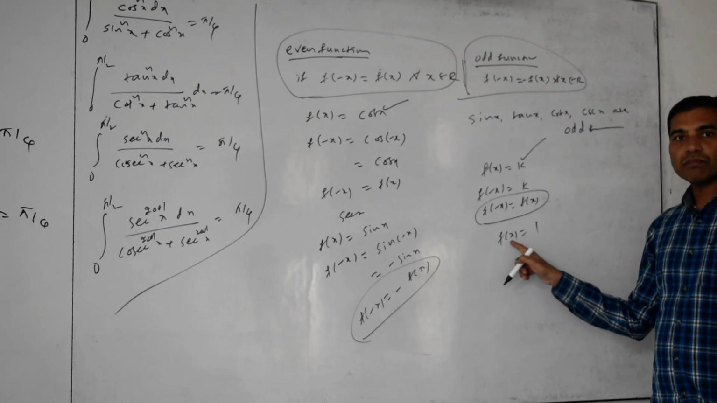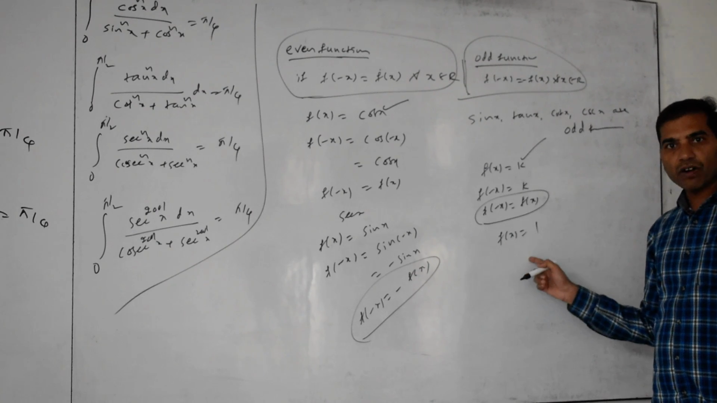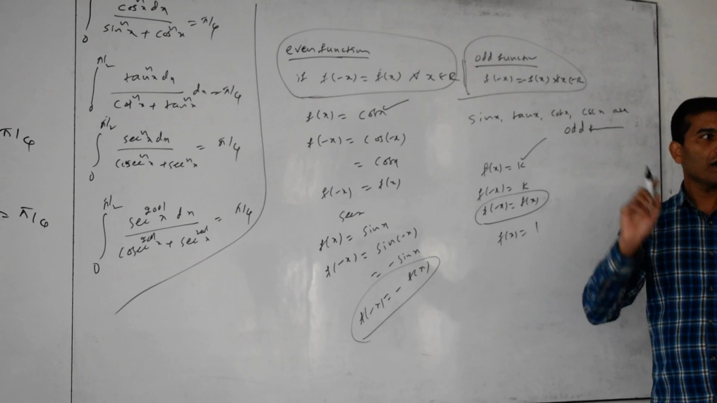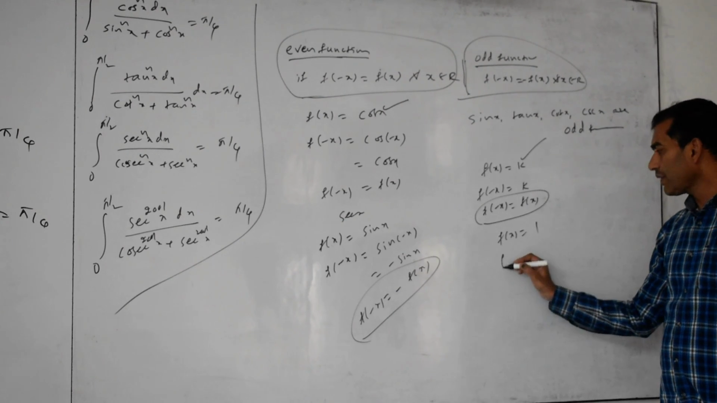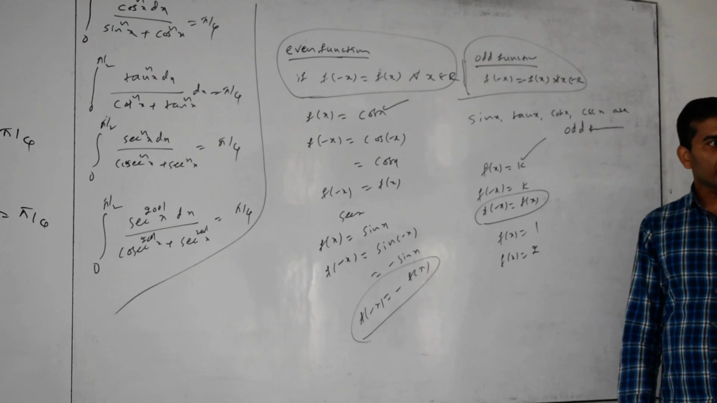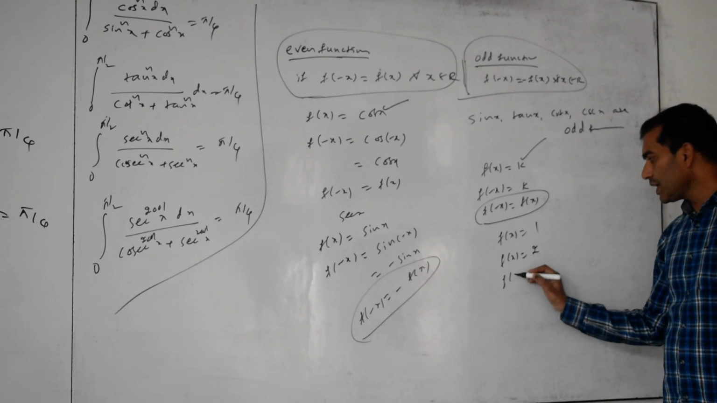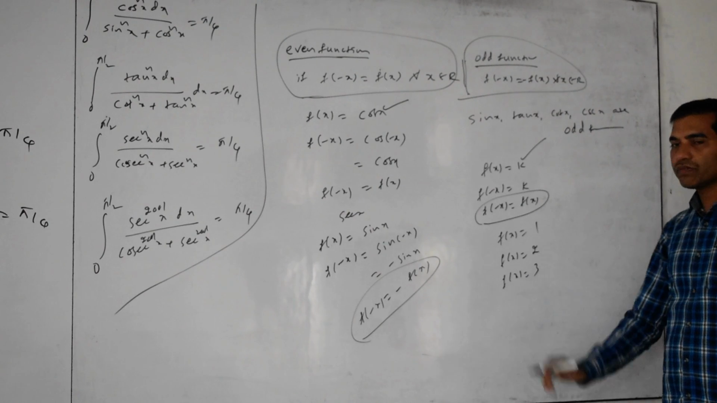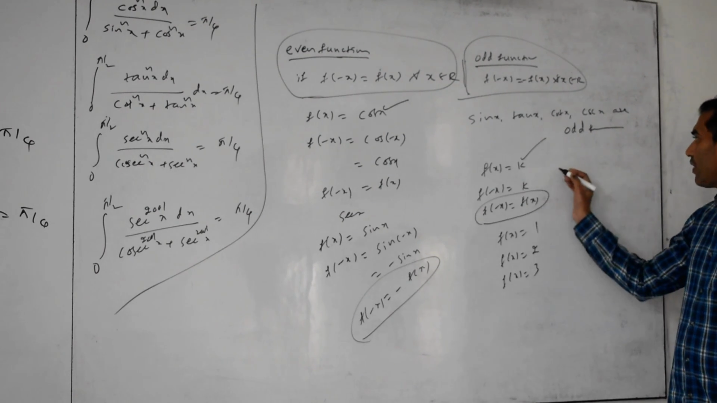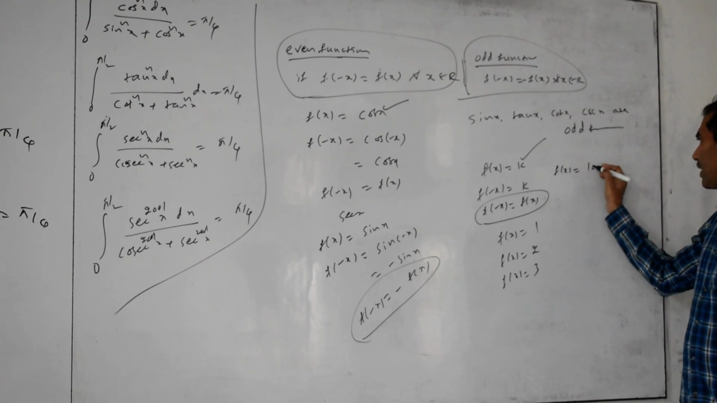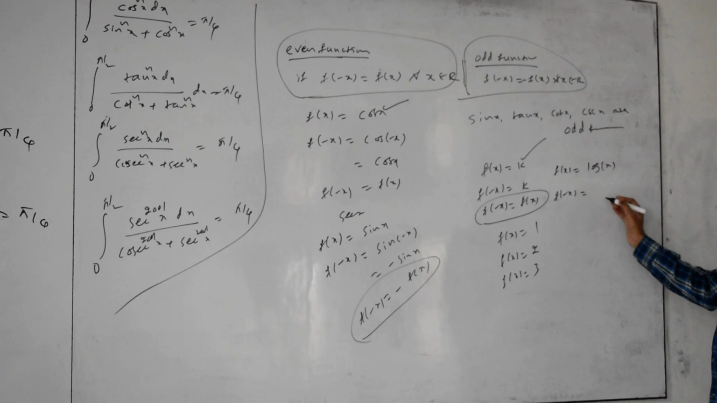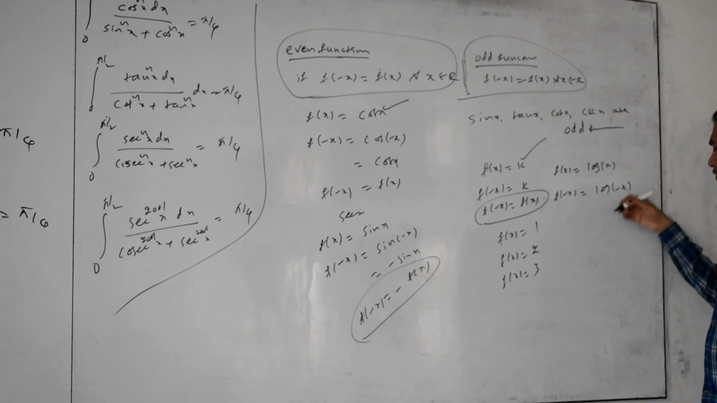x replaced by minus x. If it is equal to plus f of x, that is an even function. If it is minus f of x, it is an odd function. f of x equals 2, which is odd or even? Even. f of x equals 3, even. All constant functions are even functions. Log x. f of x equals log x. Tell me, put x equal to minus x. Is that even or odd? Log of minus x. Log of minus x is?